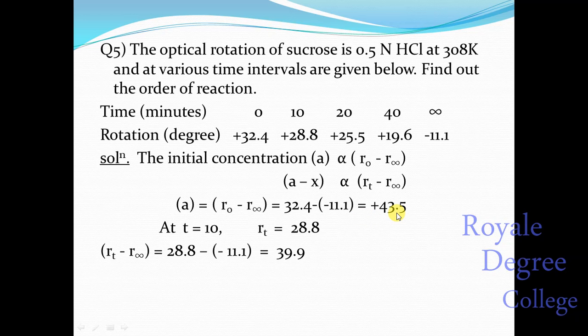Now we'll see at time t. Time is equal to 10 minutes. Then RT, the rotation at time t, that is at 10 minutes, how much? 28.8. Now RT minus R infinity. The RT value, rotation at 10 minutes, is 28.8, minus the rotation at infinite time, which is minus 11.1. Minus into minus again plus. We are adding both the values, so you will get 39.9.